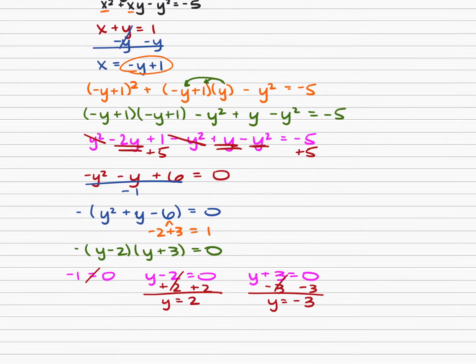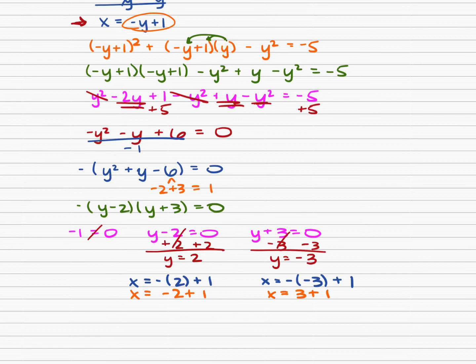We said that x is equal to negative y plus 1. So to solve for x, we can plug in the 2 and the negative 3. So we're going to have the opposite of 2 plus 1 and the opposite of negative 3 plus 1. This is going to give us x is equal to negative 2 plus 1 and x is equal to 3 plus 1. Negative 2 plus 1 is negative 1. 3 plus 1 is 4. So this gives us negative 1, 2, and 4, negative 3.